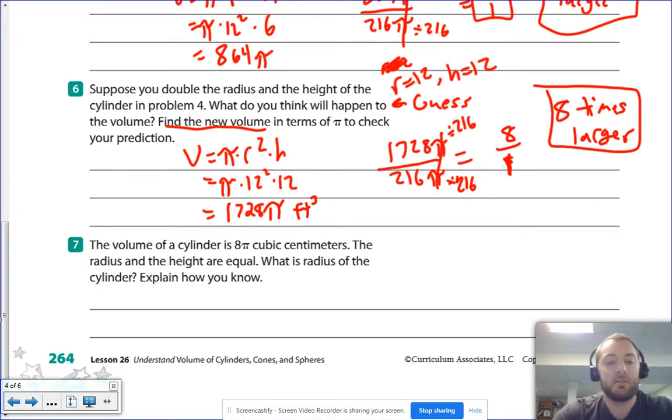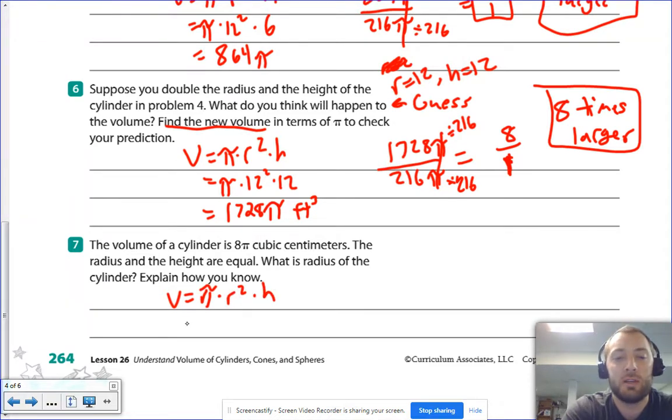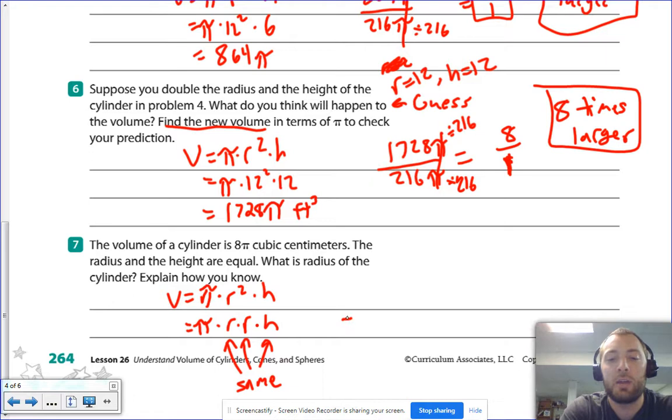The volume of a cylinder is 8 pi centimeters cubed. The radius and the height are the same. So think about a cylinder. Pi times radius squared times height. But the radius and the height are all the same. So it's like we're taking pi times radius times radius times height, but all of those have to be the same number. And it should end up equaling 8 pi. So the radius times the radius times the height has to equal 8, essentially.